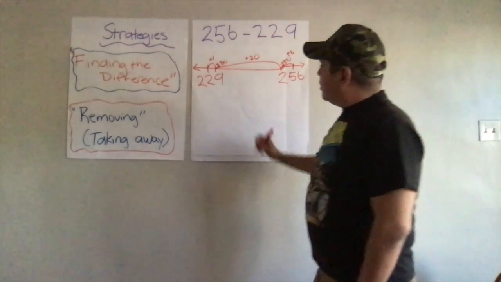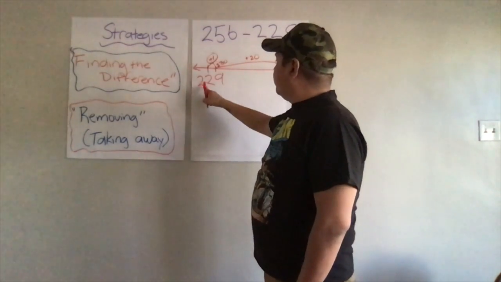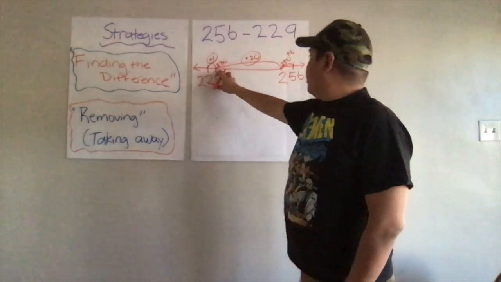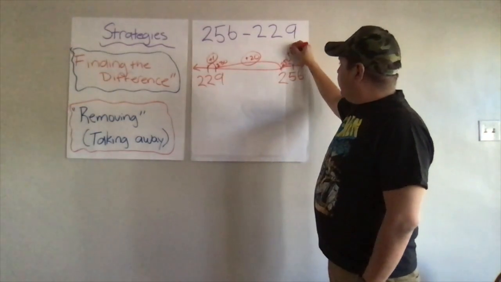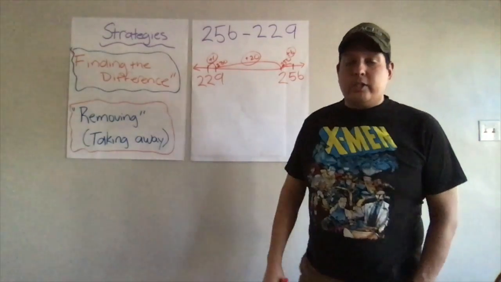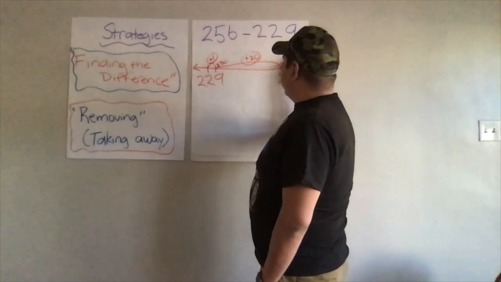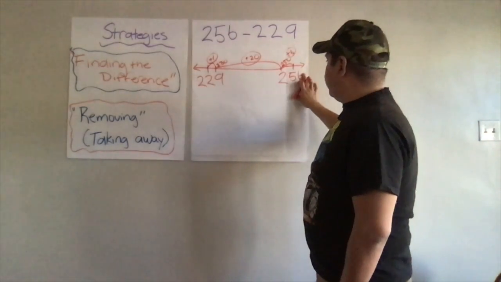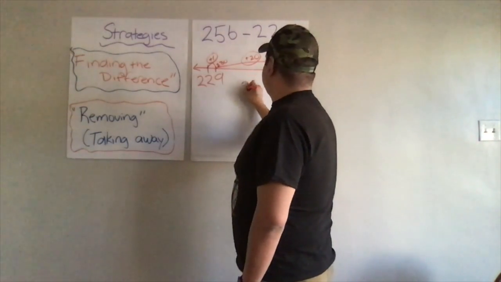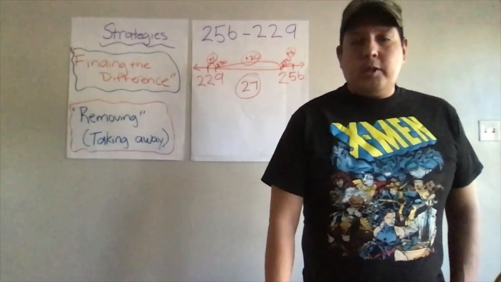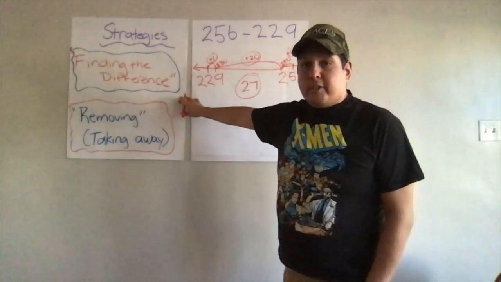Okay? So if I take the 1 that I moved from 229 to 230, plus the 20 that I went from 230 to 250, and the 6 to get to my final destination of 256, I can see that the difference between 229 and 256 is a total of 27. Okay? So again, this is the finding the difference strategy.